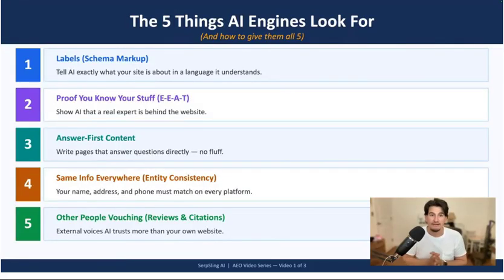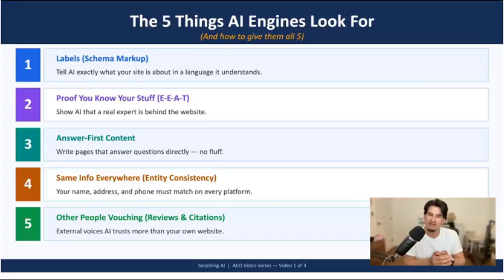Okay, and the 5 things that pretty much AI engines look for, okay, and how to give them all 5. Okay, so the first thing they look for is labels, which is pretty much your schema markup. This tells AI exactly what your site is about in a language that it understands. Okay, it's not like Google where you're just giving it content.